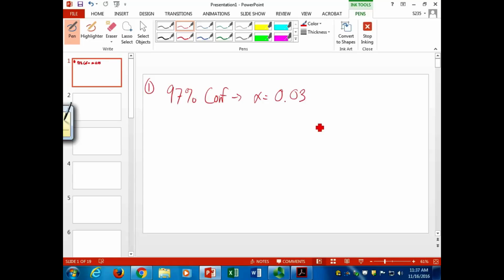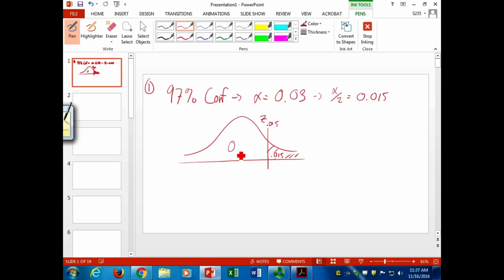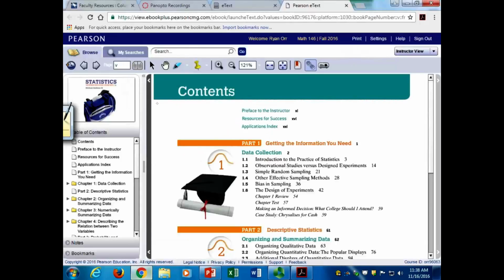That's a 3% alpha level, which means your alpha over 2 would be 0.015. So what we're really looking for here is z sub 0.015. We're looking for the z value where 0.015 is above. If 0.015 is above, how much is below? 0.985, because 0.015 is 1.5%, which means 98.5% would have to be below. So we're going to our table and looking for the 98.5 percentile. You could look it up on the negative or the positive side.